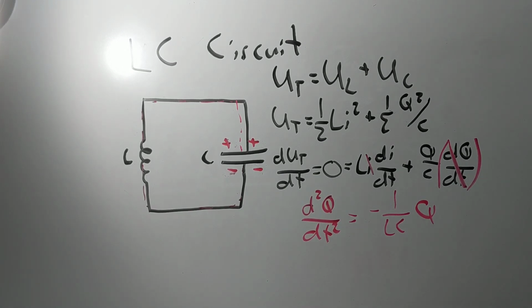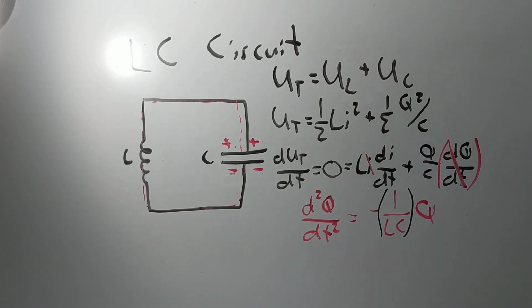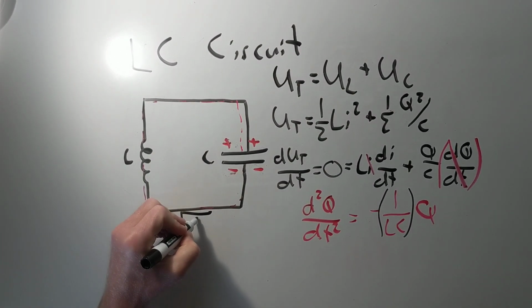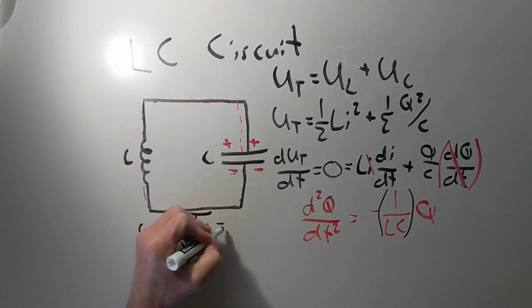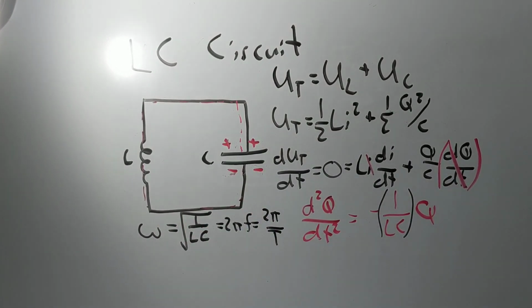And right here, we have the definition, basically, of simple harmonic motion. I have the second derivative equals some negative constant times the thing you took the derivative of. When you have this, this means that this piece right here is going to tell you everything you need. Because the square root of this, as we saw when we did simple harmonic motion, is omega. So the square root of 1 over LC is omega, which is also equal to 2 pi times the frequency, which is equal to 2 pi over the period. So that's what you're going to have.